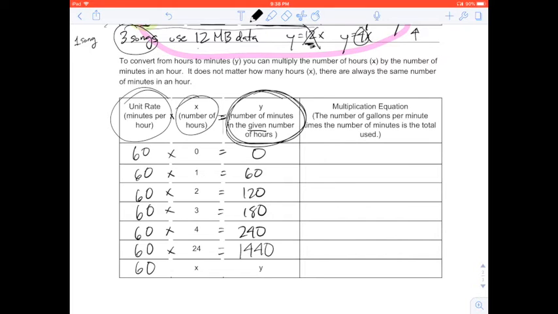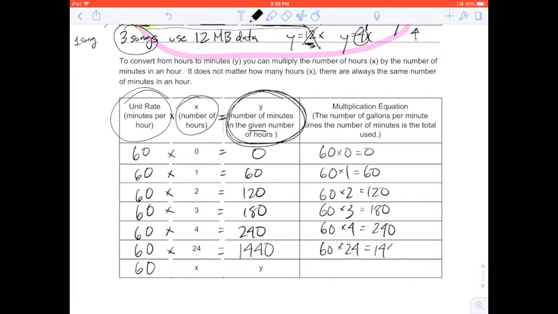Okay, and I'll just rewrite these even though you probably don't need to, or you've already written them. 60 times 2 is 120. 60 times 3 is 180. 60 times 4 is 240. 60 times 24 is 1440. 60 times, oh, I did that. 60 times x is y, or y is 60x.